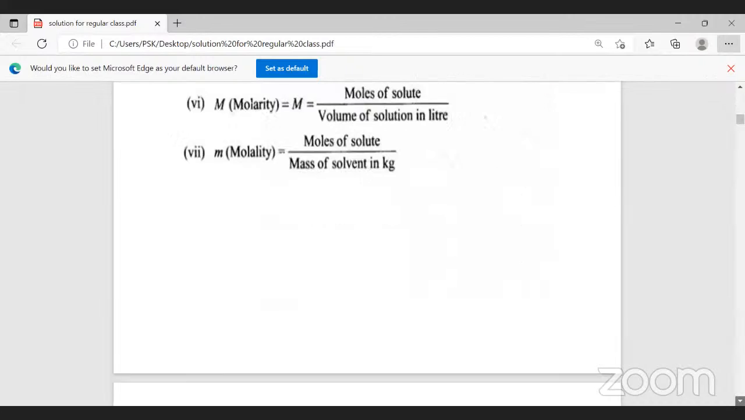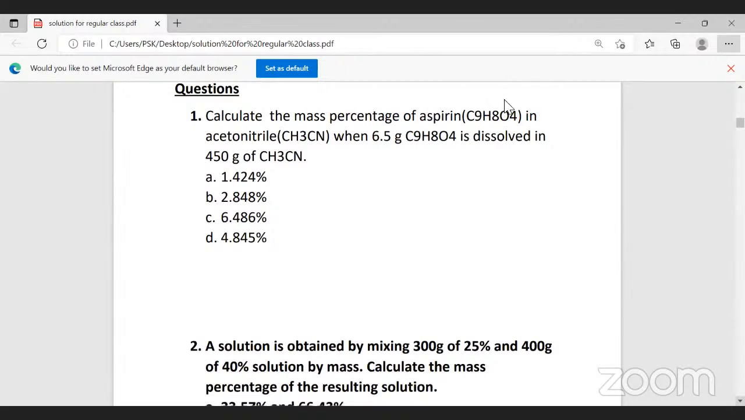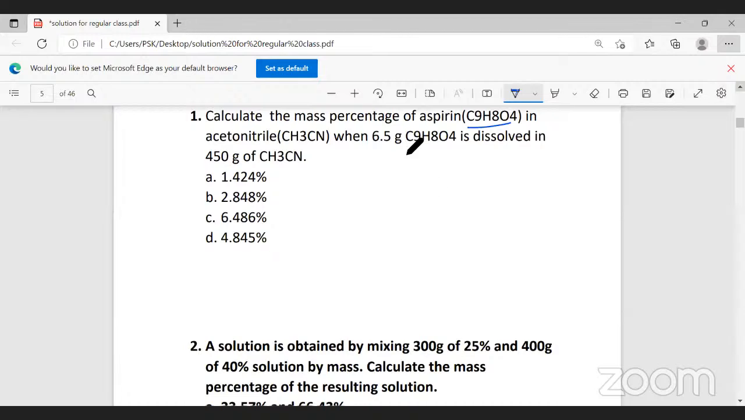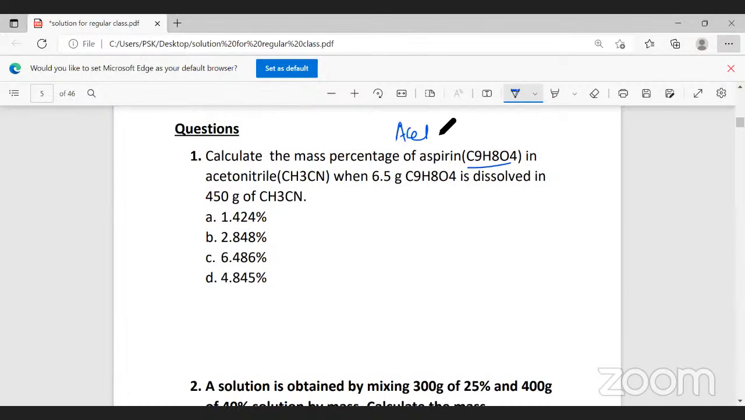So the first question is: calculate the mass of aspirin. They've given you the molecular formula of aspirin as C9H8O4. Aspirin is a common name for acetyl salicylic acid. So C9H8O4 in acetonitrile. Methyl cyanide is commonly called acetonitrile. Cyanides are called nitriles. CN is the cyanide functional group, that's called a nitrile. So acetonitrile here is a solvent.